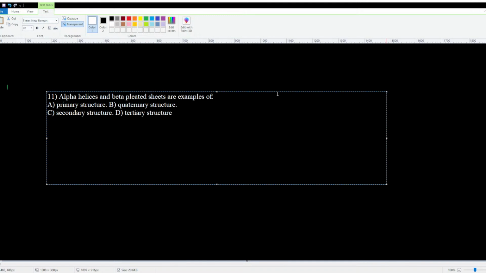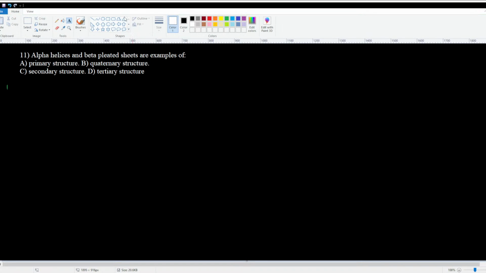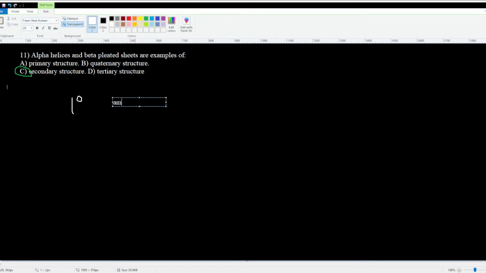So the question is asking: alpha helices and beta pleated sheets are examples of primary, secondary, tertiary, or quaternary structure. So right off the bat, I'm going to answer it. It's secondary structure, right? But that doesn't help you, so we're going to go over it. So primary structure, that's going to be your amino acid sequence.